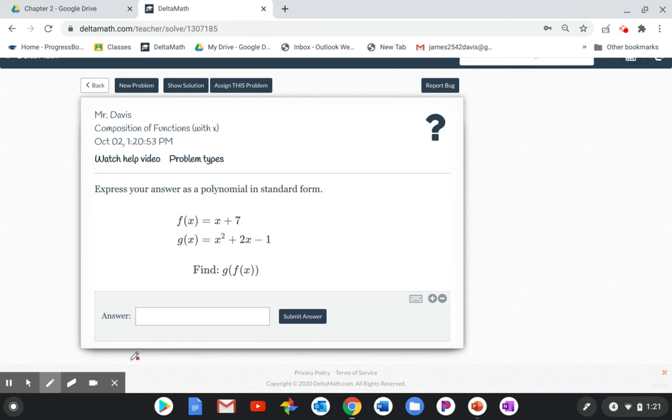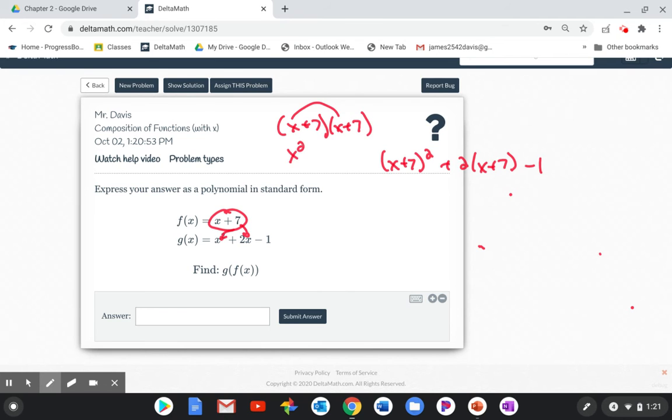So g of f of x. In this case, we're going to plug all of f into g. So we're going to have to replace it twice in this one. So this is going to be x plus 7 squared plus 2 times x plus 7 minus 1. So we're going to write x plus 7 twice. x times x is x squared plus 7x plus 7x plus 49. So that gives us x squared plus 14x plus 49. So let's go ahead and write that below it.